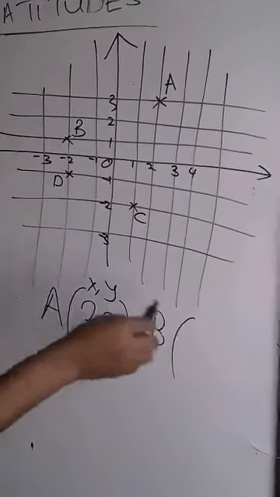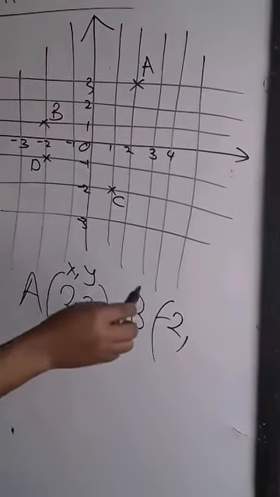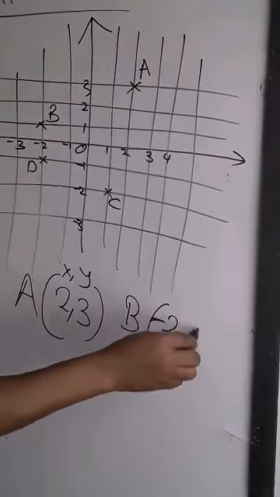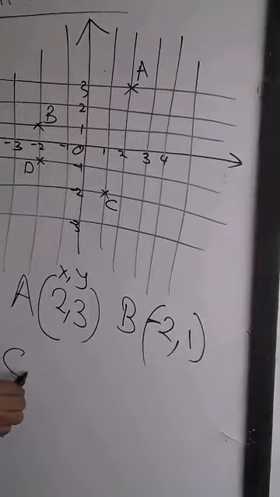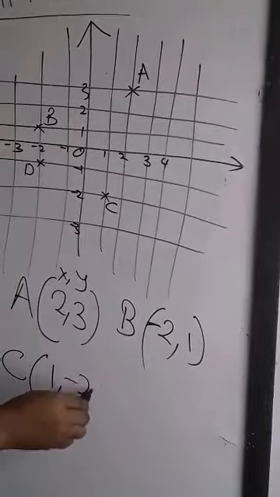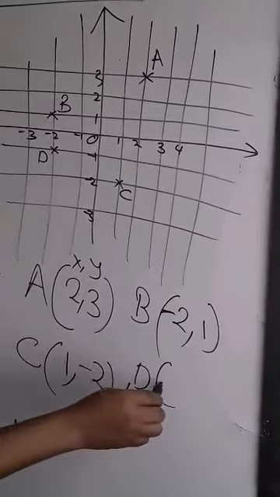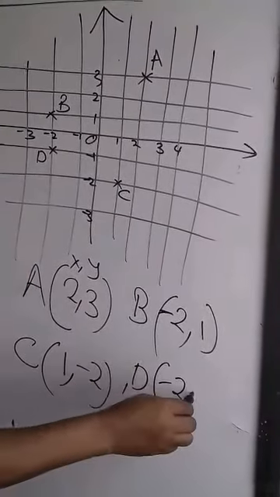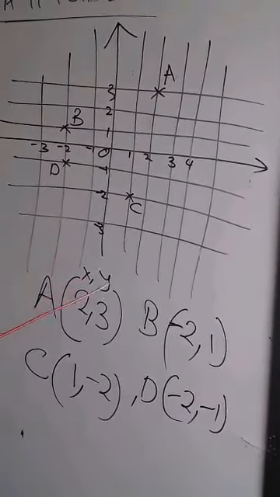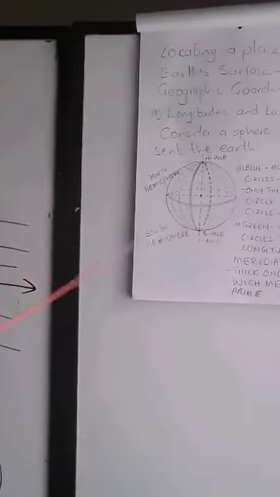So B would be, the X ordinate is -2, and the Y ordinate is 1. Then C would be, X ordinate is 1, Y ordinate is -2. Then D, the X ordinate is -2 and the Y ordinate is -1. So we are able to locate those points by use of coordinates. So even then, that combination of latitudes and longitudes will help us.